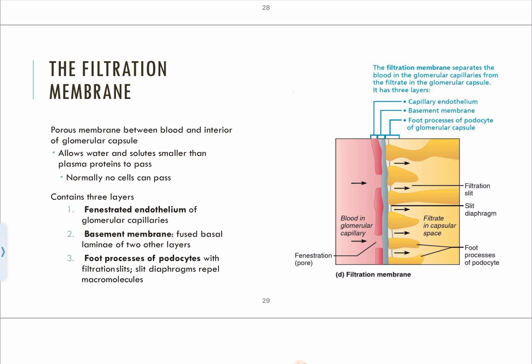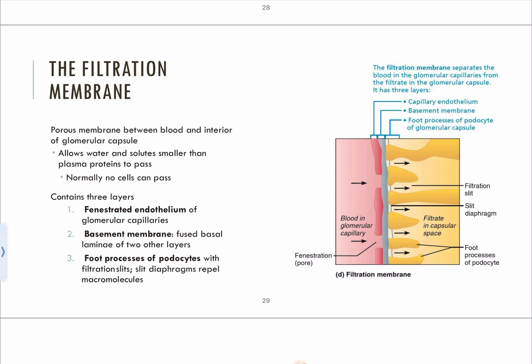So we do have 3 different layers. The first layer is the fenestrated endothelium of the glomerular capillaries. And the fenestrations, or the capillary pores, allow all of the blood components except the blood cells to pass through. The next layer is going to be our basement membrane, and this is going to lie between the other 2 layers, and it forms a physical barrier that helps block all but the smallest proteins while still permitting most of the other solids to pass.